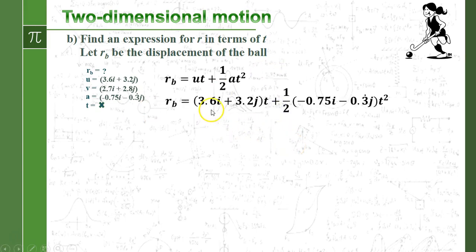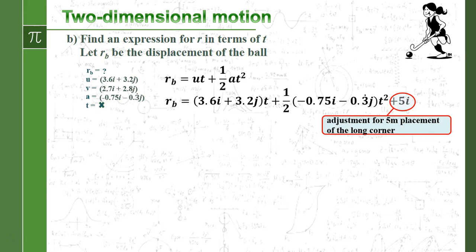In it all goes, so we've got (3.6i plus 3.2j) times t, and there's the half at squared. But we're not quite done there, because we've got to remember that our short corner was taken from 5 metres in from the corner flag, from the corner of the pitch, and that's our origin. So we've got to add on our adjustments for that. The other thing to mention is that in the previous example, we used r equals r0 plus vt, because in that context the acceleration was 0. We're not using it now because we've got acceleration, so we haven't got constant velocity, which is why we've used r equals ut plus half at squared.